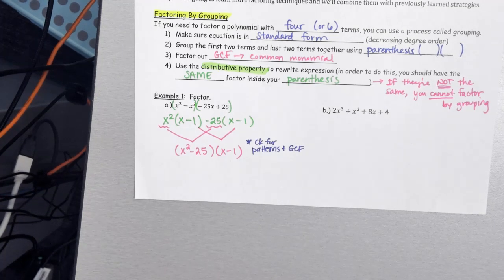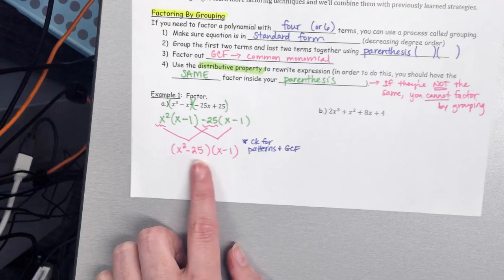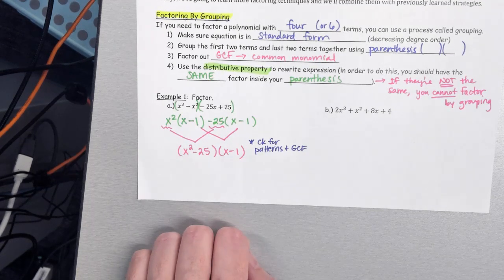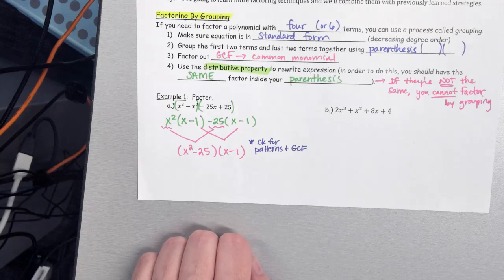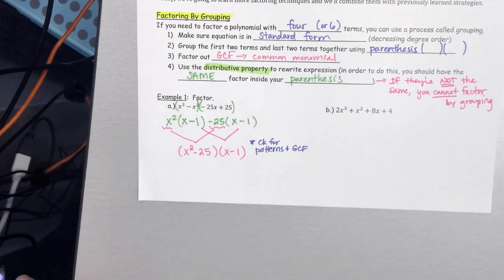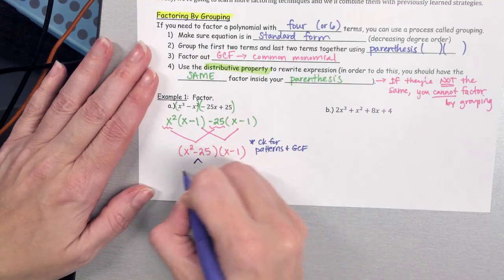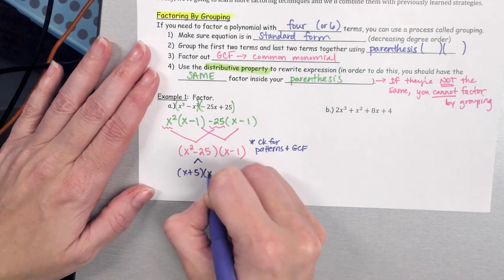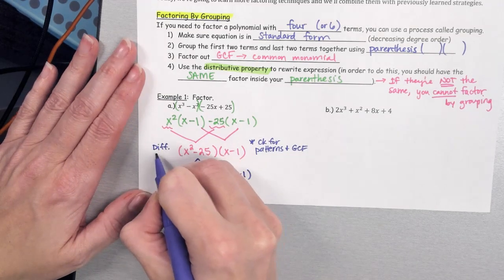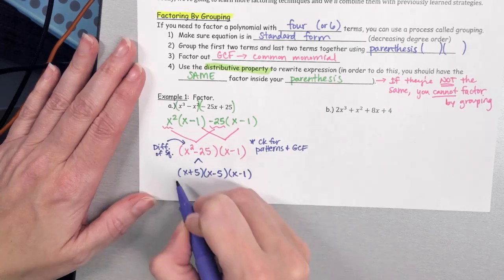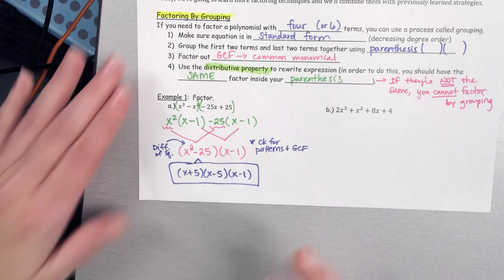What do we see there? Looking for some special patterns. What's special? Yeah, you have the difference of two squares, right? Isn't 25 a perfect square? Can we break this down into x plus 5 times x minus 5? Good job. So your difference of squares right there. Got to break it down. So this is your final answer.